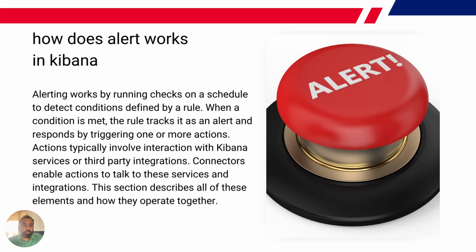Let's go ahead. How does alerting work in Kibana? Alerting works by running checks on a schedule to detect the conditions defined by a rule. When a condition is met, the rule tracks it as an alert and responds by triggering one or more actions. Actions typically involve interactions with Kibana services and third-party integrations. Connectors enable the actions to talk to these service integrations. So basically, this is the definition for the alert.